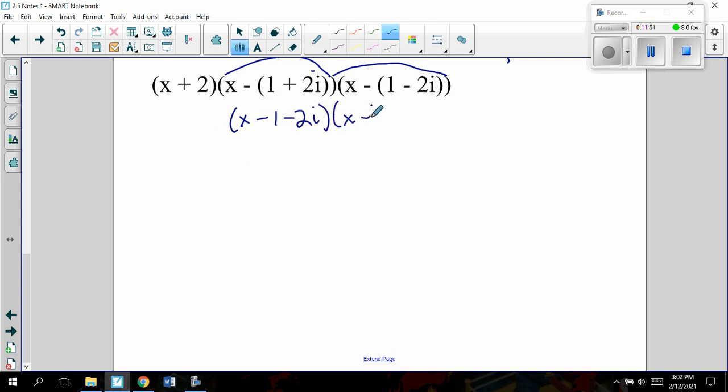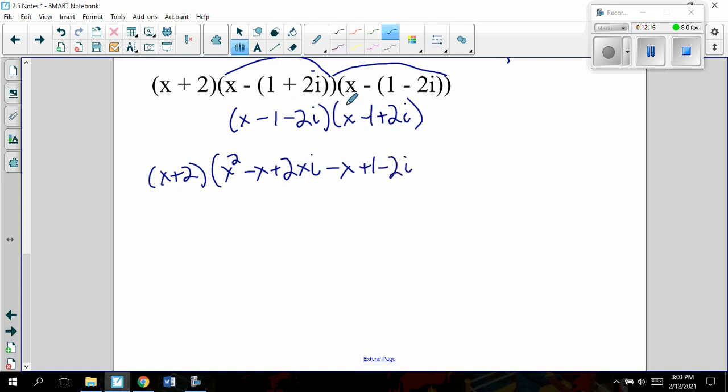And then this one is x minus 1 plus 2i. So I'm going to FOIL these two together first. I'm going to put the x plus 2 here just so that I don't lose track of it. So if I distribute my x to everything, I'd have x squared minus x plus 2xi. Okay, distribute my negative 1, so negative x plus 1 minus 2i. Okay, now I'm distributing my negative 2i here. So negative 2xi, positive 2i, and then this would be minus 4i squared for my next part.